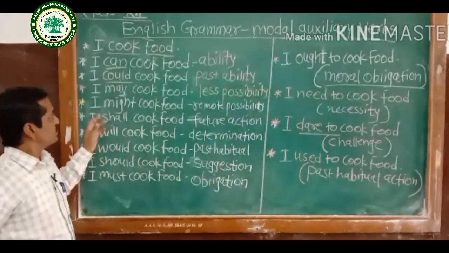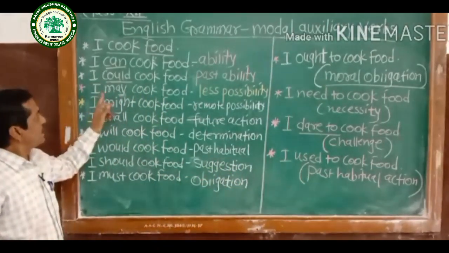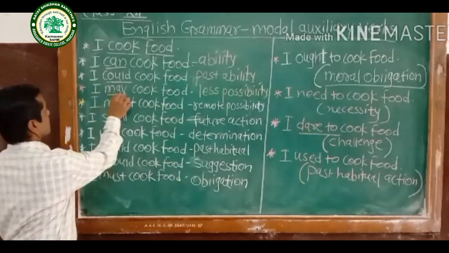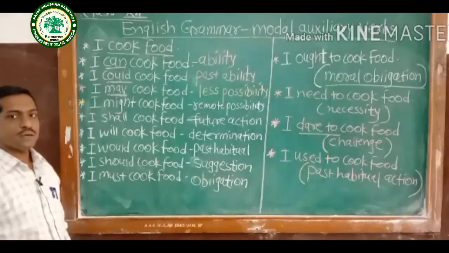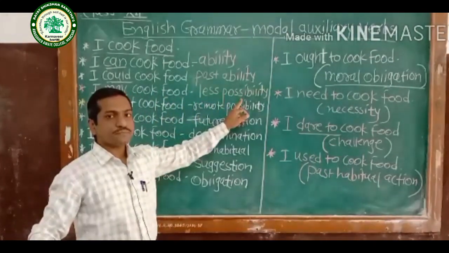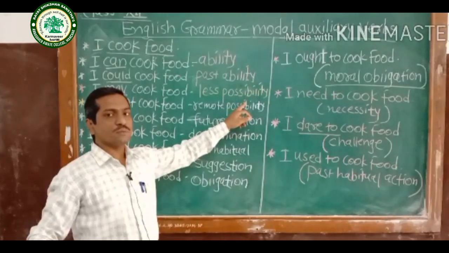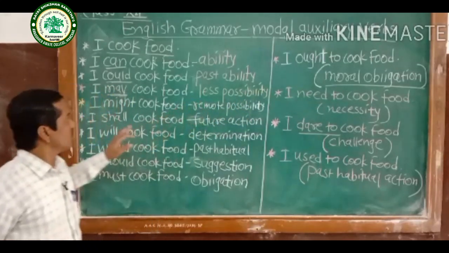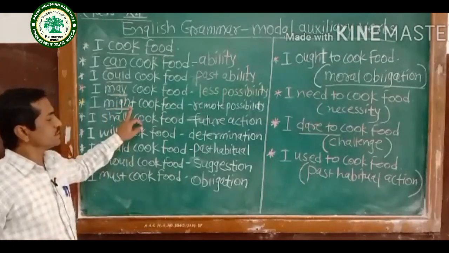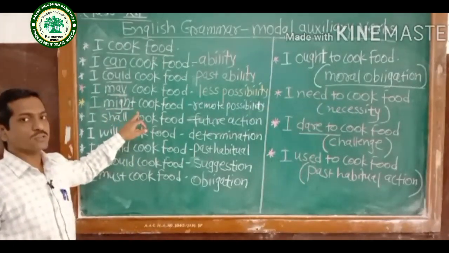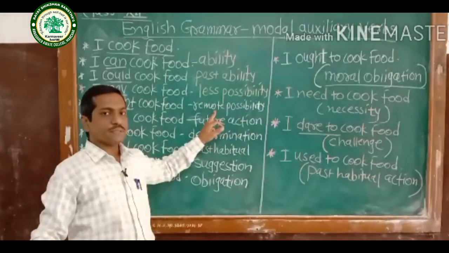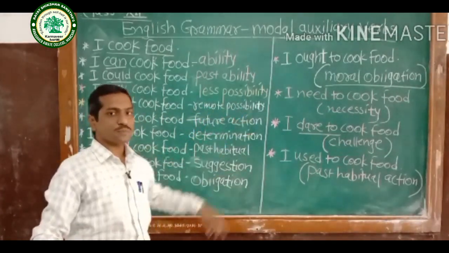Then the next auxiliary verb, I may cook food. In this sentence, may is the auxiliary verb and it expresses less possibility. It is very less possibility that I may cook food. Then I might cook food. This modal auxiliary, might, expresses remote possibility.